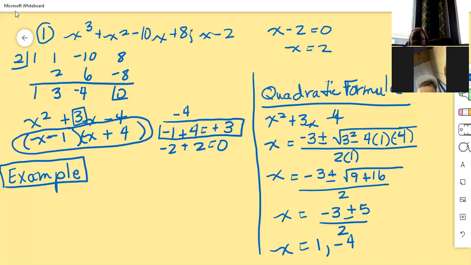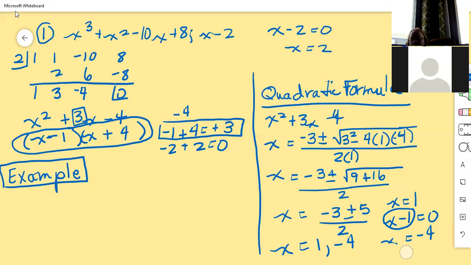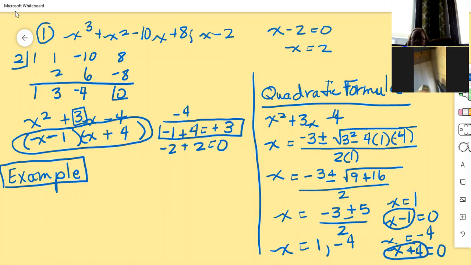So in order to find the factors, you'd have x equals 1. You have to set them equal to 0. So x minus 1 equals 0. So this is one of your factors. And then x equals -4. You bring the 4 over, so it'll be x plus 4. That will be your other factor. So that'll work out. So you can do it both ways. It really doesn't matter. Whatever one you feel comfortable with.